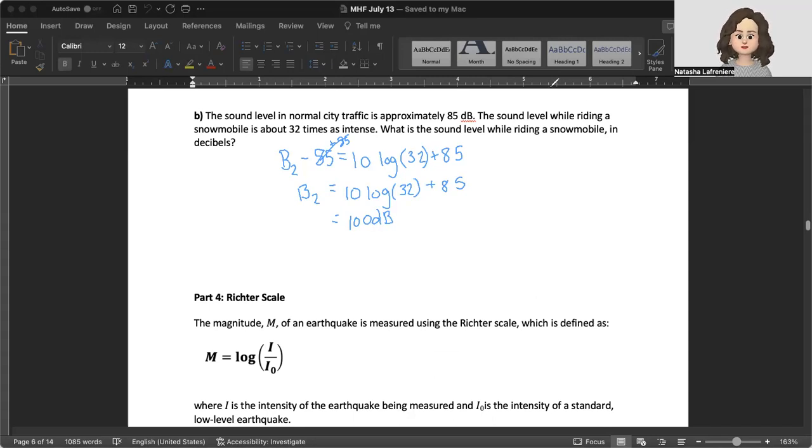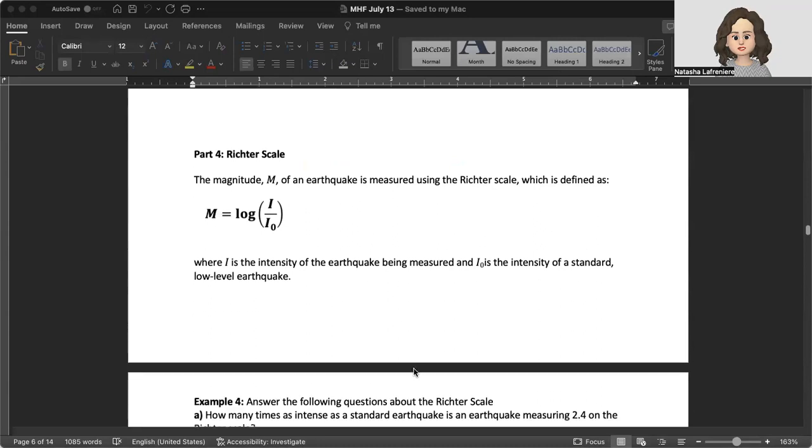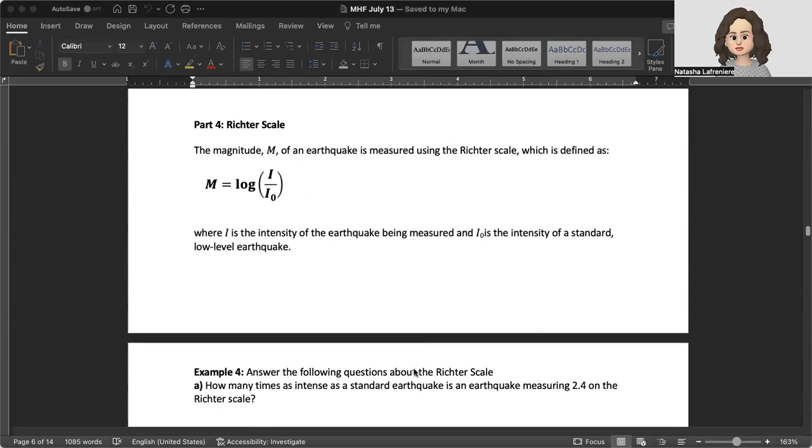Okay, so I'm gonna clear this and we're gonna look at the Richter scale, which is used to measure earthquakes. And so we use the equation M is equal to log I over I0, where I is the intensity of the earthquake being measured. And then your I0 is the intensity of a standard low level earthquake.